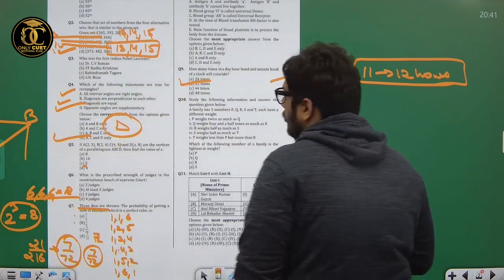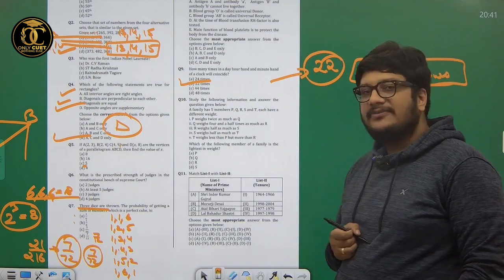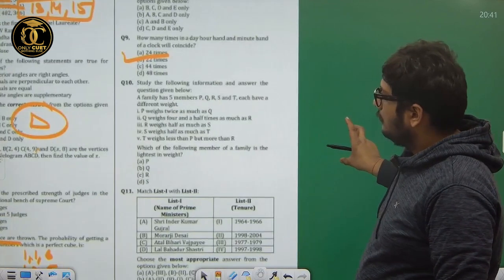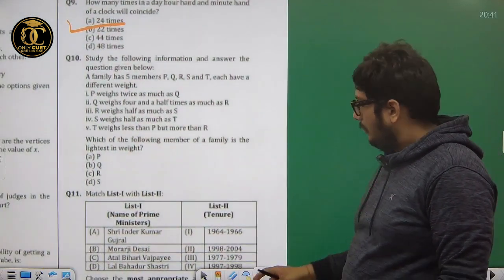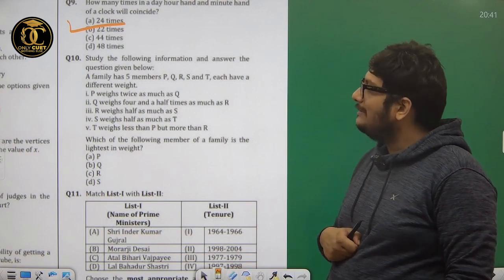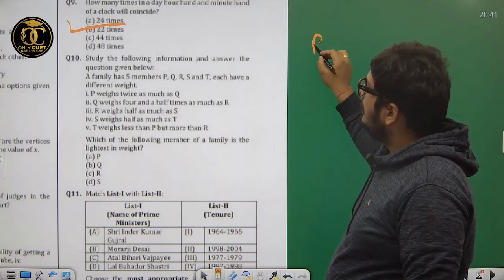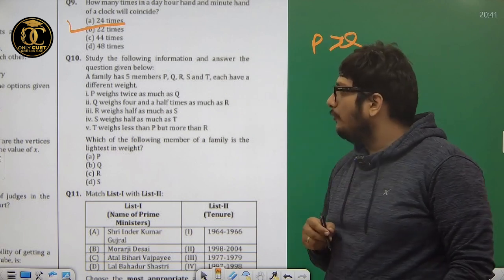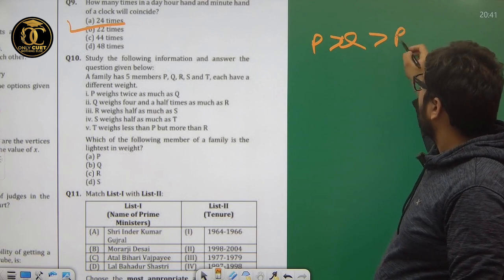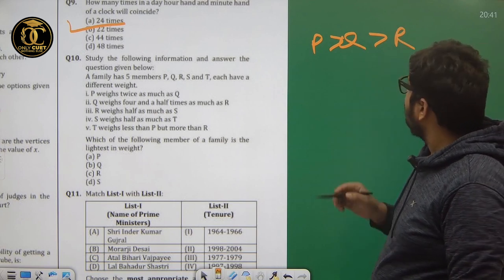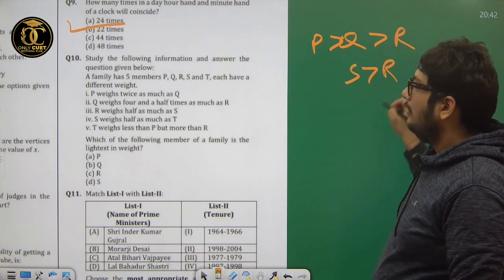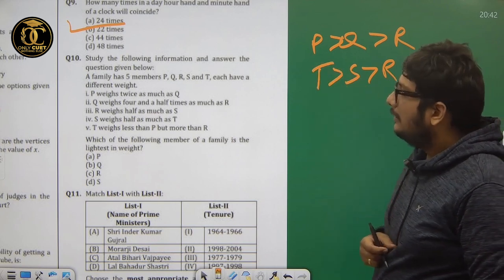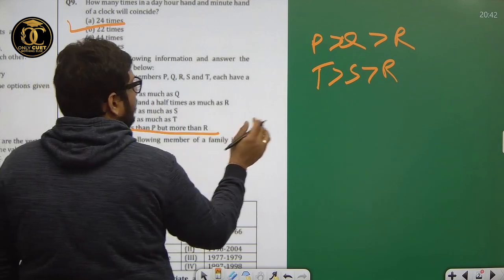Now let us look at question number 10. It tells us a family has 5 members P, Q, R, S and T. I'll just zoom in a little. Now it says P weighs twice as much as Q. That is, P is greater than Q. Q weighs 4.5 times as much as R. That is, Q is greater than R. R weighs half as much as S. That is, S is greater than R. And S weighs half as much as T. Now T weighs less than P, but not this, this is okay.